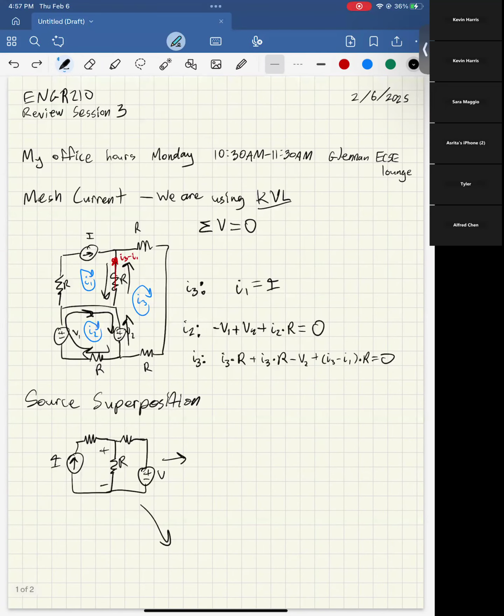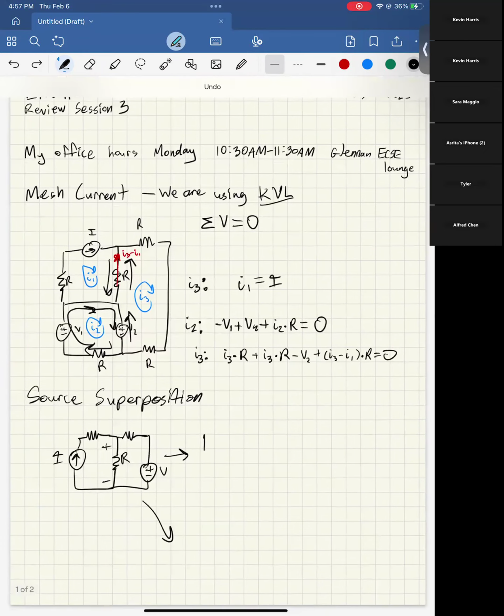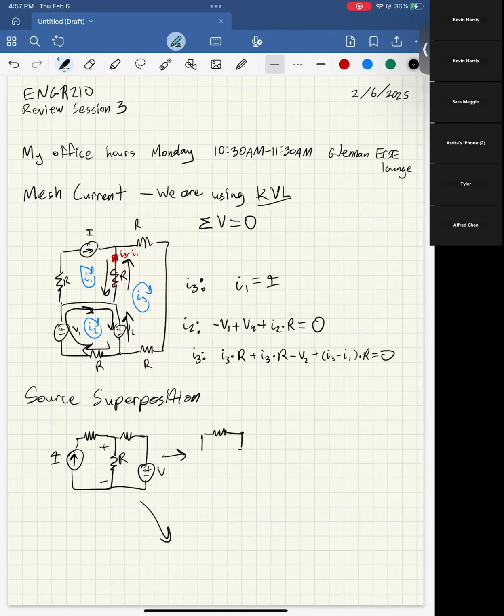Anyway, going back to here, we neutralize one source at a time. So let's say on the top one, we neutralize that current source. And on the bottom one, we neutralize the voltage source.